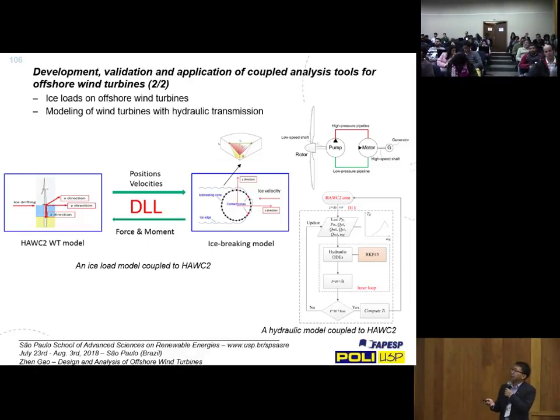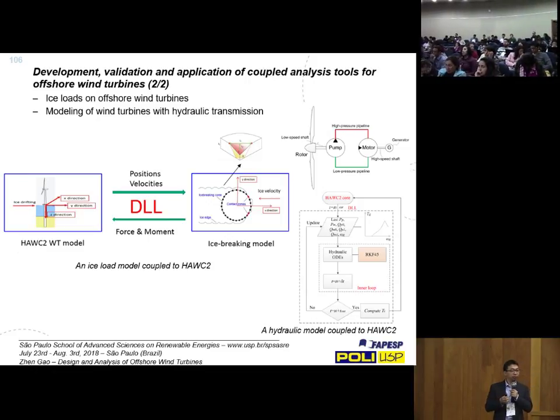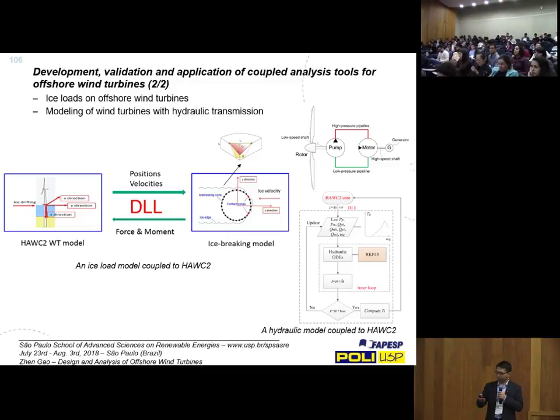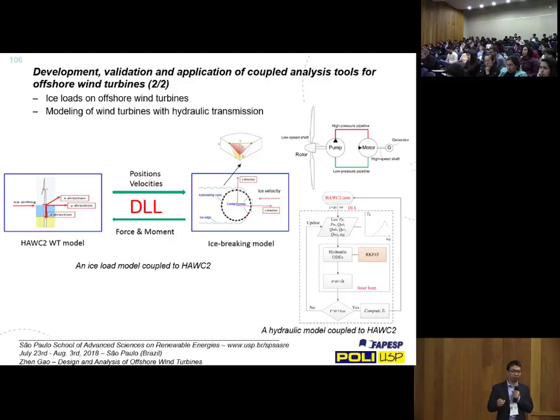Another study we have also done is to try to use a hydraulic system to replace the gearbox drive train, so that you can bring the motor generator down to the platform level and reduce the center of gravity. We also made a detailed model of the hydraulic systems in order to couple this system into the global analysis.